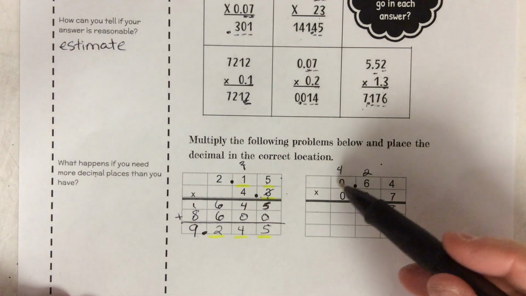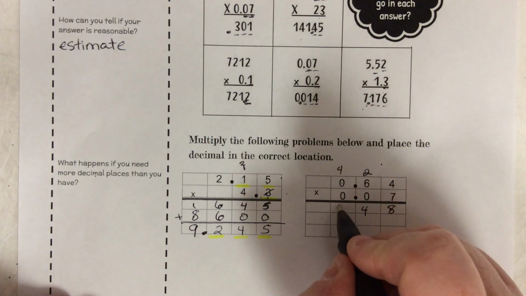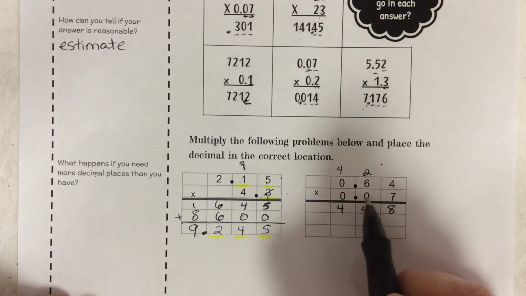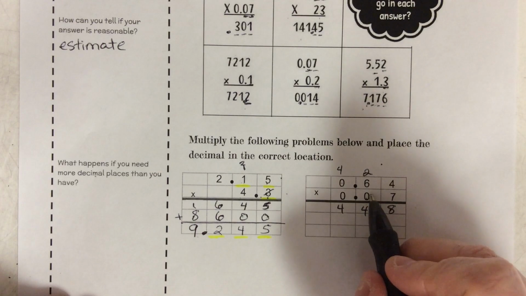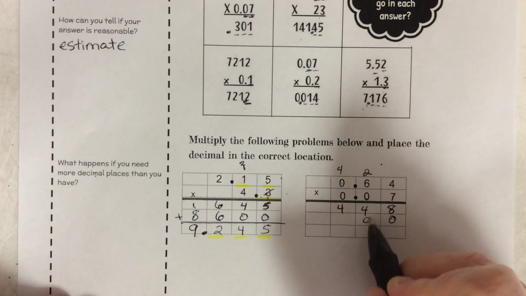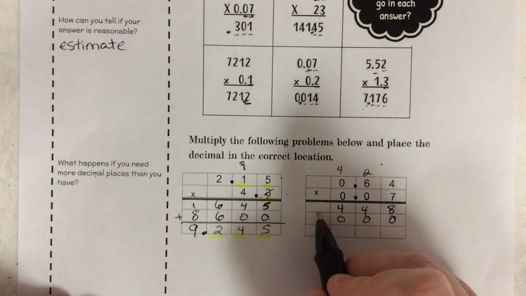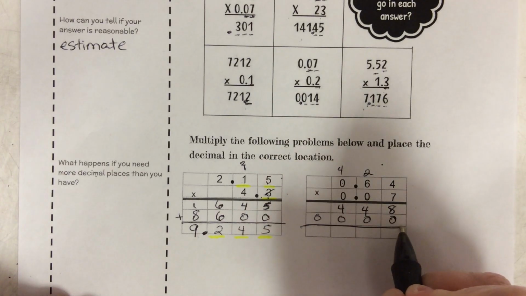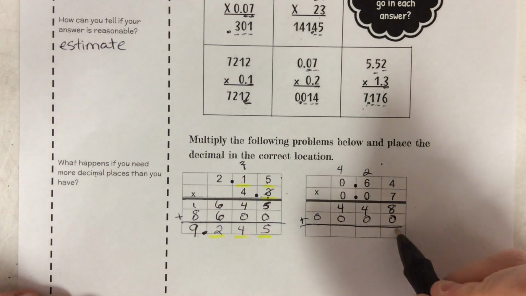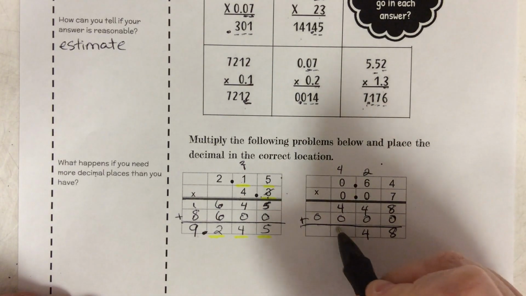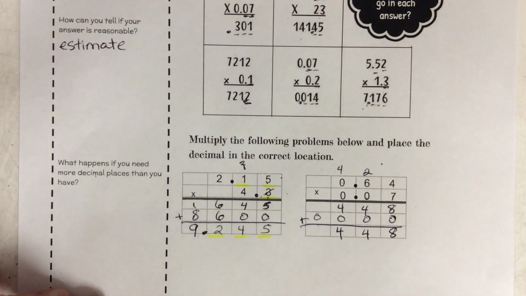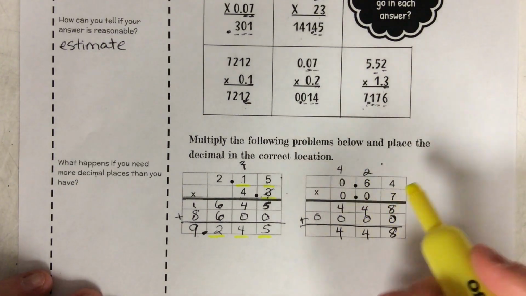Okay, 7 times 0 is 0, plus 4 is 4. Now I can go through and also add 0 times 4, 0 times 6, 0 times 0, right? None of that really matters to me. But when I add them up, I get an 8 and a 4 and a 4. But my answer is not going to be 448.